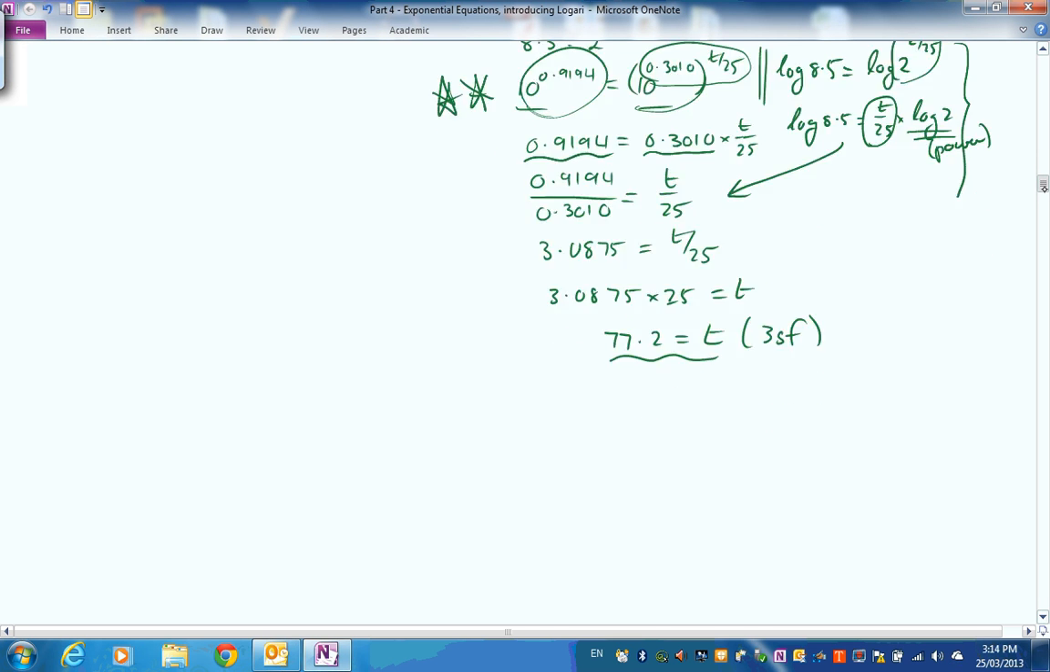Let's come down and have a look at this one here. Same idea. Oh, we got e in here. So what will we do? Try to isolate this term first by dividing both sides by 50. So we get 4 equals e to the 2t.